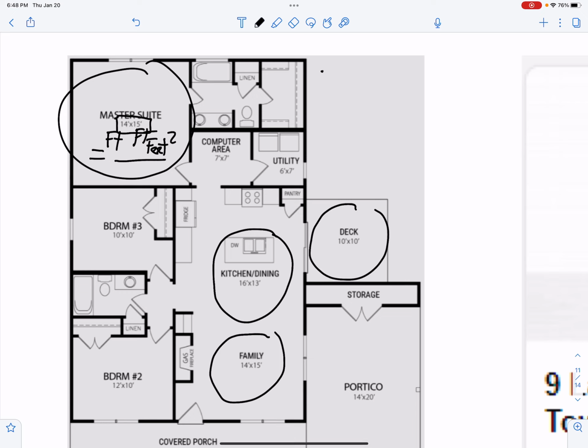So the square area is going to be given, in this case, in square feet, which is a derived unit because you're using 2 units to get to that unit.